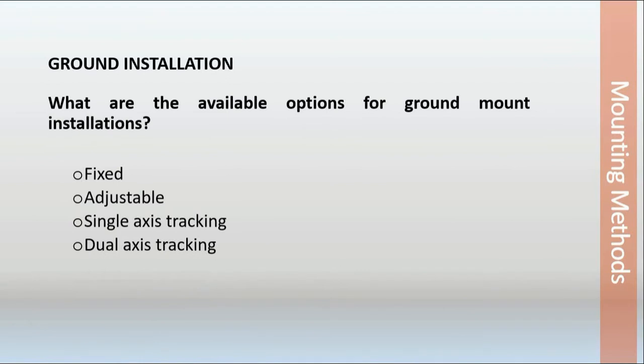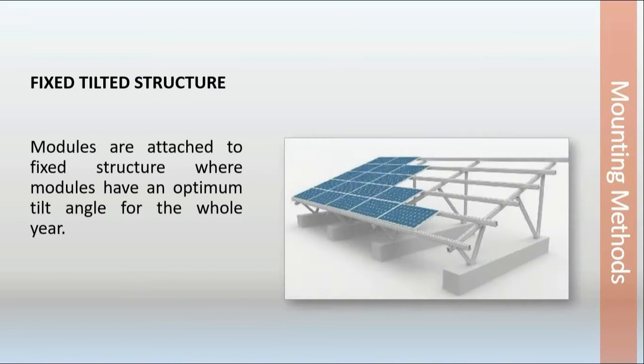For ground installation, we have many options, whether we have the fixed tilted or we have a manually adjusted mounting structure. There is also single axis tracking and dual axis tracking. For fixed tilted structure, what we are doing here is just tilting the panel toward an optimum tilt angle for the whole year, and these modules will keep that position during the whole life of the system.